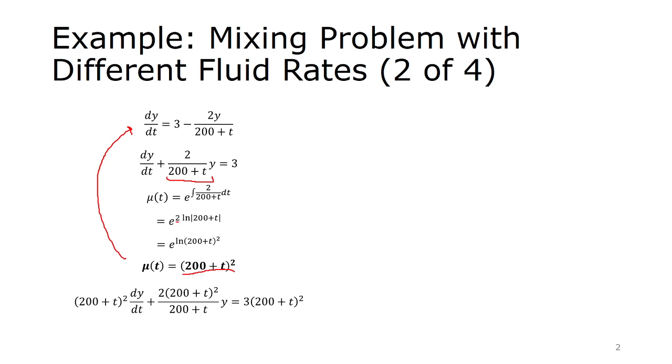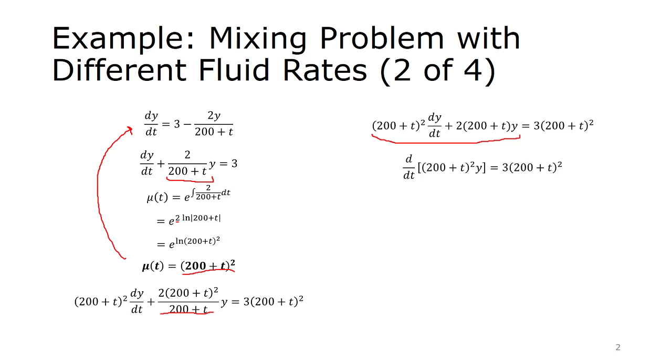This middle term simplifies kind of nicely. We can divide one of those 200 plus t factors out. And notice you should see on the left side something that looks like, as usual, the result of a product rule. We've got a function times the derivative, plus the derivative times the other original function. And so I'll rewrite that in derivative notation, right? This is the same thing as the derivative of y times 200 plus t squared. Double check that. You can use the product rule on that, and you should be able to see exactly those two terms. So now we're ready to integrate.